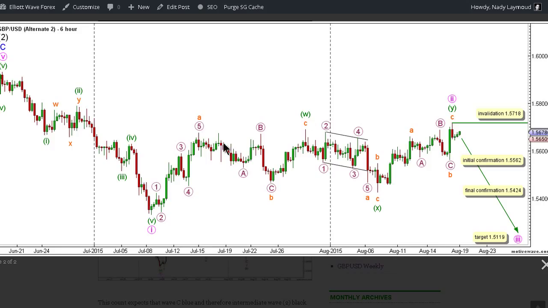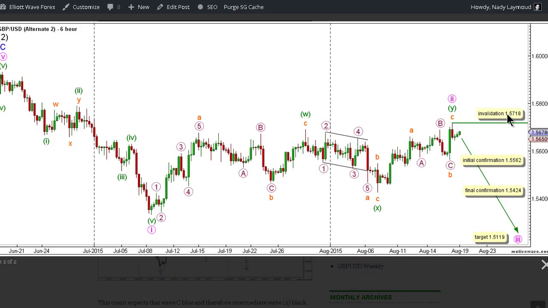Wave W green unfolded as a zigzag labeled A, B, and C orange, with wave A orange unfolding as an impulse labeled waves 1 through 5 purple, while wave B orange unfolded as a 3-wave structure labeled A, B, and C purple. Wave X green unfolded toward the downside as a zigzag labeled A, B, and C orange, with wave A orange unfolding as a leading diagonal labeled waves 1 through 5 purple. After the completion of wave X green, wave Y green unfolded as a zigzag toward the upside labeled A, B, and C orange, with wave B orange unfolding as an expanded flat correction labeled A, B, and C purple.